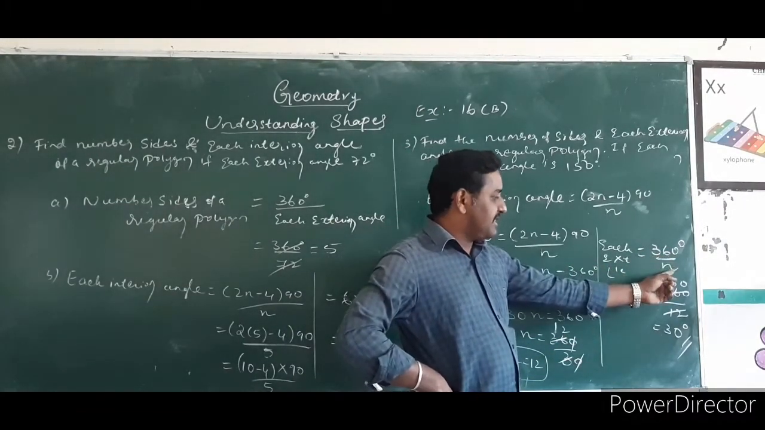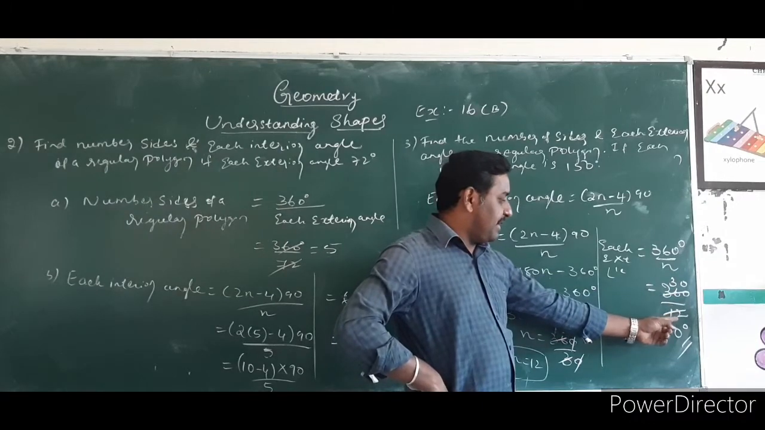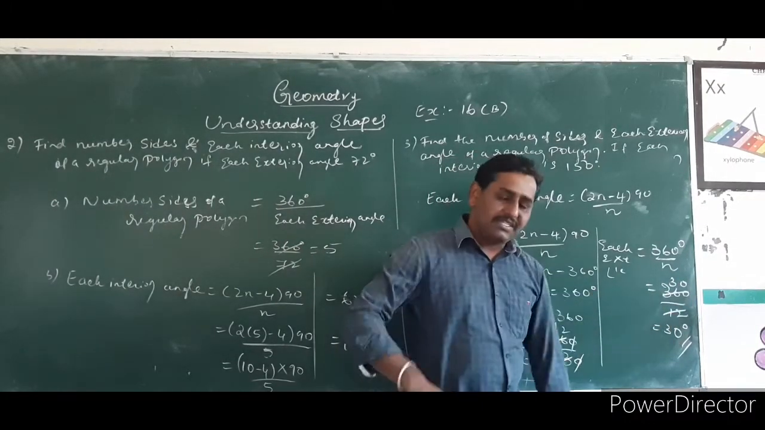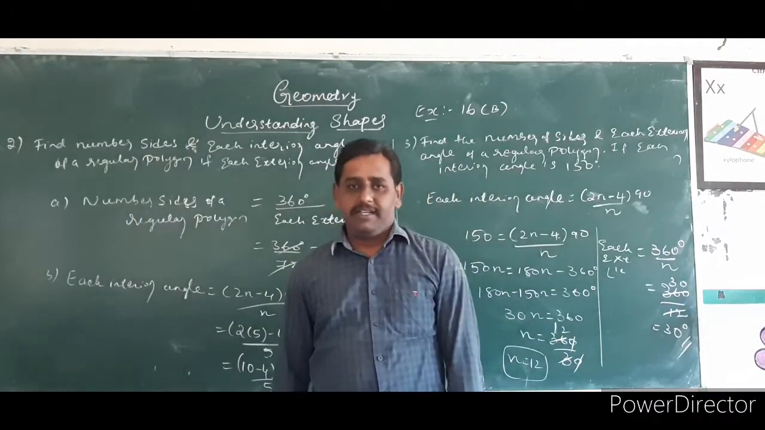If you know the number of sides, you can easily find each exterior angle of a regular polygon. That is 360 by n, 360 by 12. 12 threes are 36, 0 will come. So what is each exterior angle? 30 degrees.